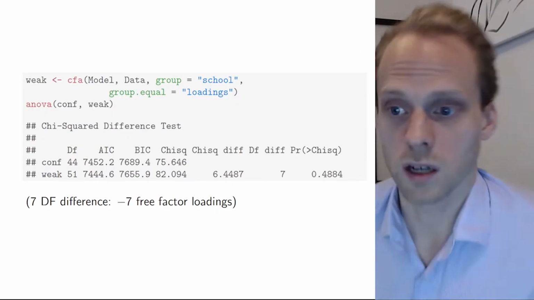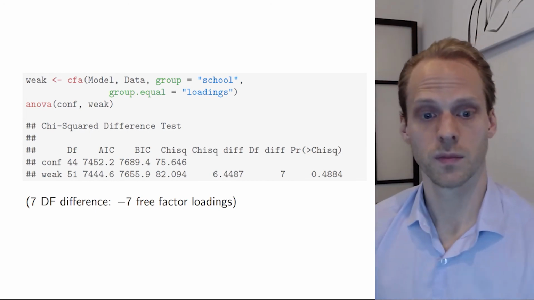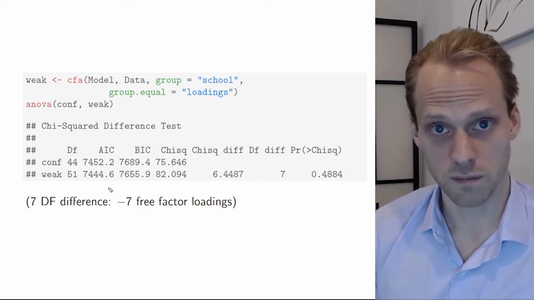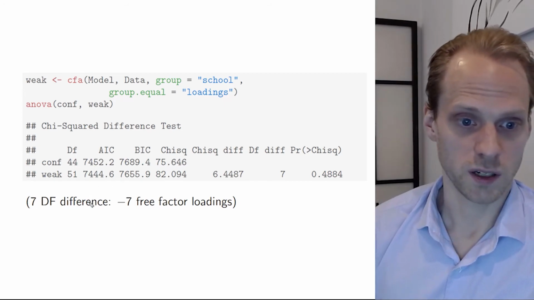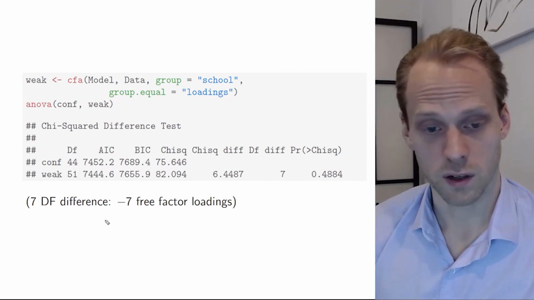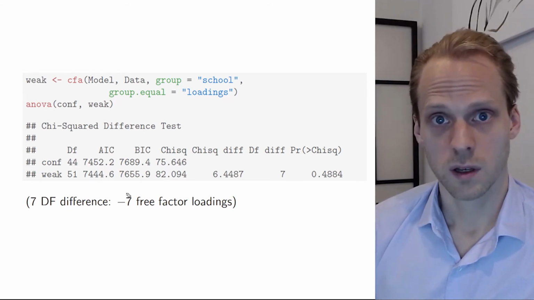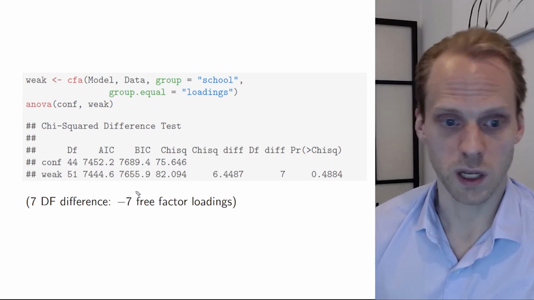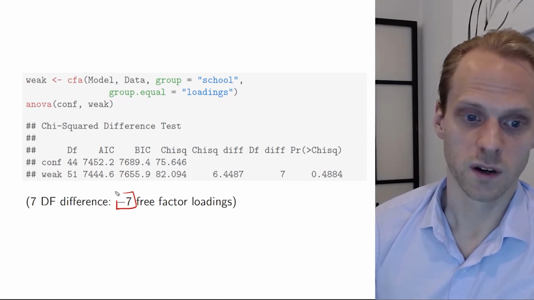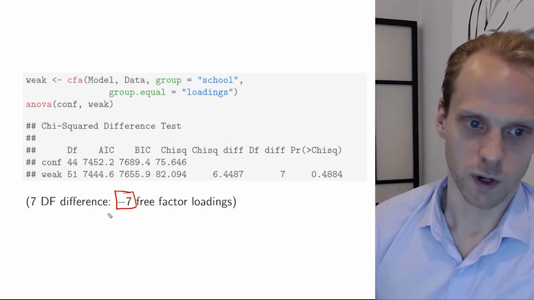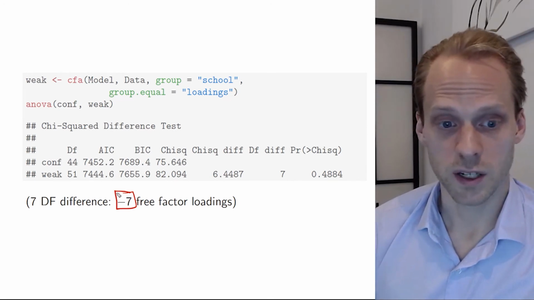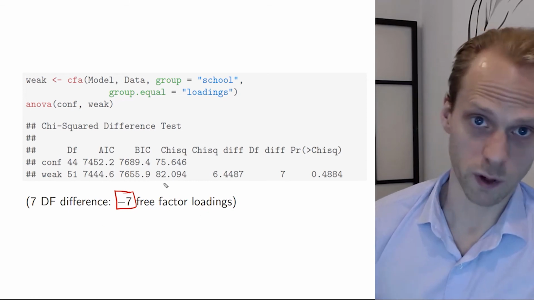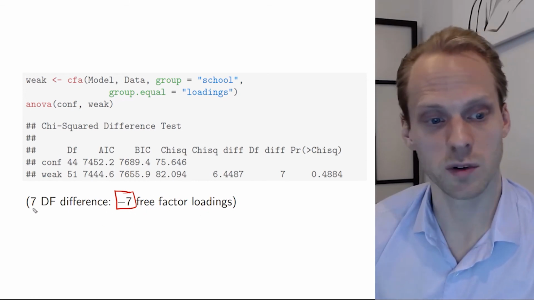Okay, so let's look at our Holzinger Swineford example again. So now we have a degree of freedom difference of 7, because we constrained 3 out of 10 factor loadings already to be 1. So now we constrain in group 2 all the other factor loadings to be equal to the group 1 ones, so that's minus 7 factor loadings. If we would have done the scaling via the latent variance, then we would have 10 minus 3 factor loadings, but we would have added 3 factor variances in group 2, so it would be the same degrees of freedom difference of 7.